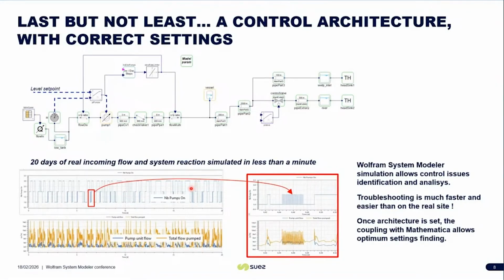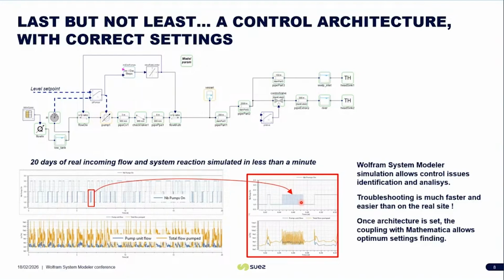And very quickly we can see the reaction of the system over a quite long period, and we can simulate 20 days very quickly in 1 minute. I can show actually just at the end of the presentation during the question the real simulation, and we can quickly identify issues. Here we have an issue. We have multiple start and stop of the pumps within a very short time, and we don't like that at all. And it's very easy to understand, analyze, and to solve these issues.